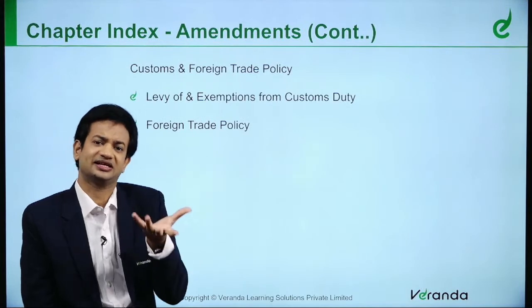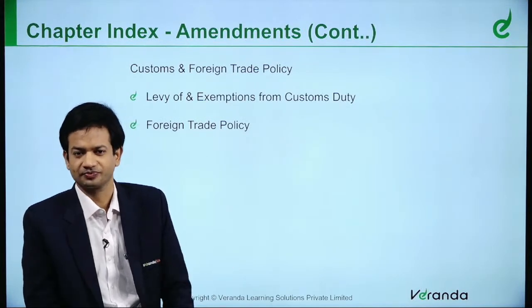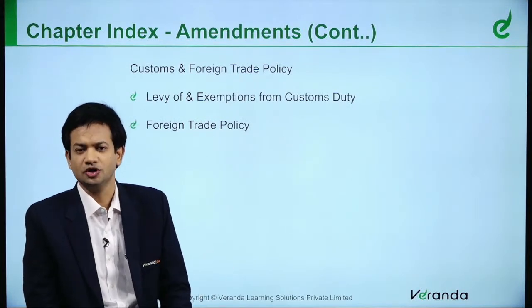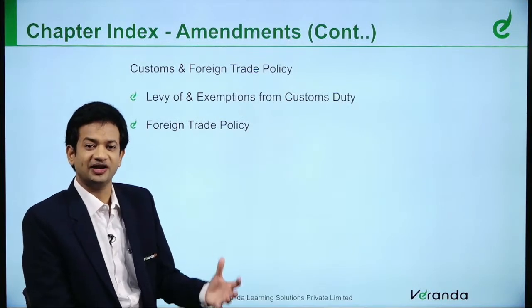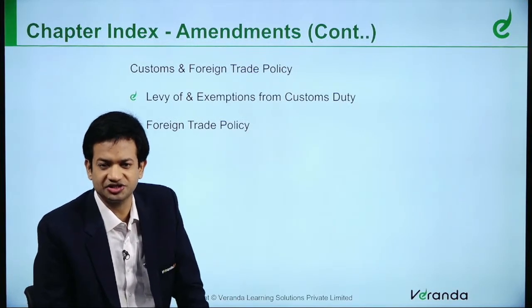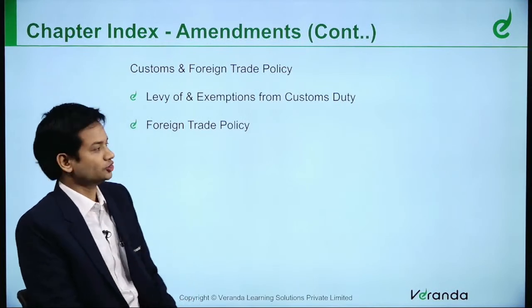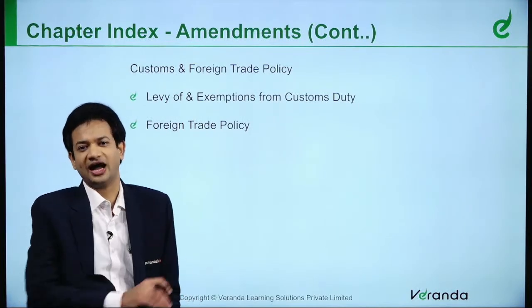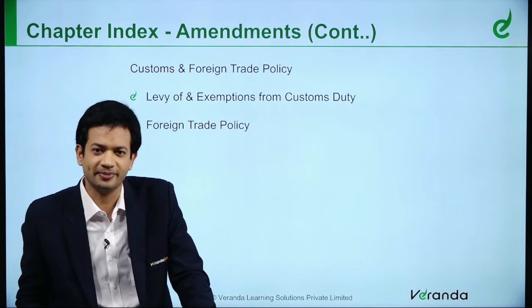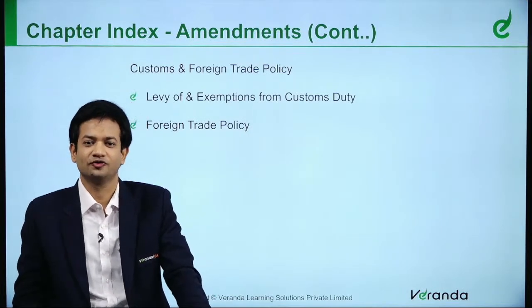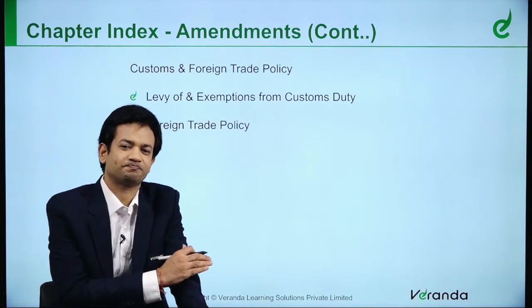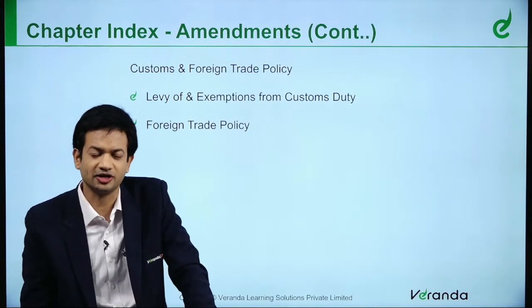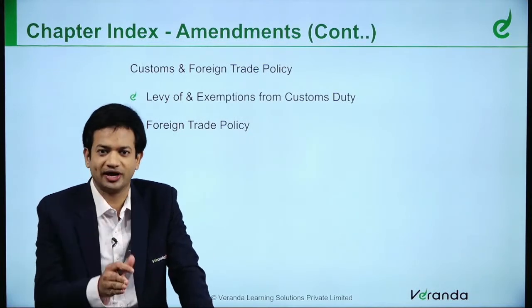Then there are certain schemes like advance authorization, right? EPCG schemes. So for all those schemes, the benefit of import of duty without IGST and cess has been extended. So I have summarized your various amendments which are relevant from the perspective of GST as well as customs and FTP, right? So this was a synopsis. Now we get into detail, right?